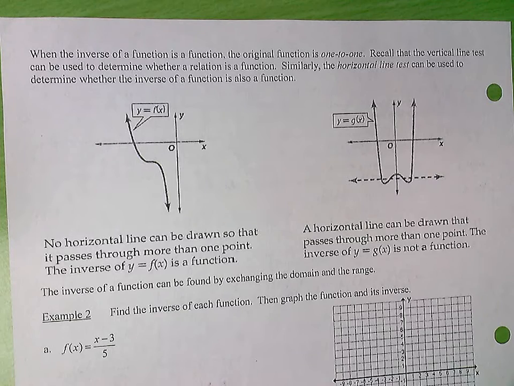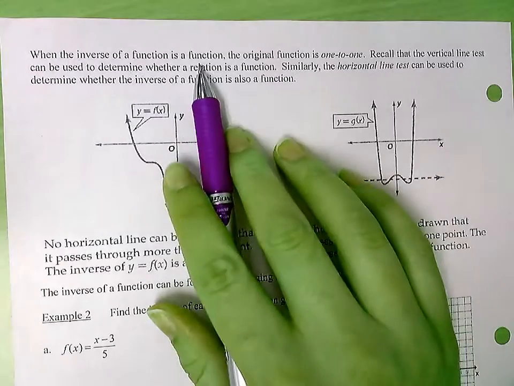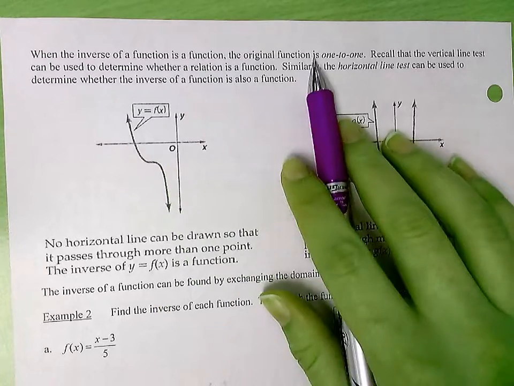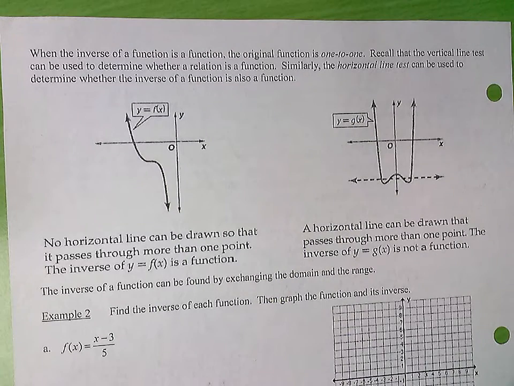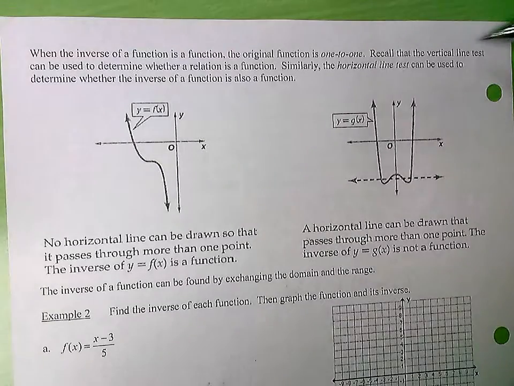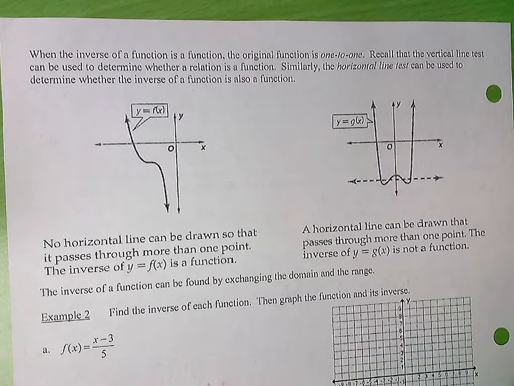So when the inverse of a function is a function, the original function is 1 to 1. Recall that the vertical line test can be used to determine whether a function or relation is a function. You're going to draw a vertical line and make sure it only hits 1 point on your graph. If it hits more than 1 point on your graph, it's not a function.